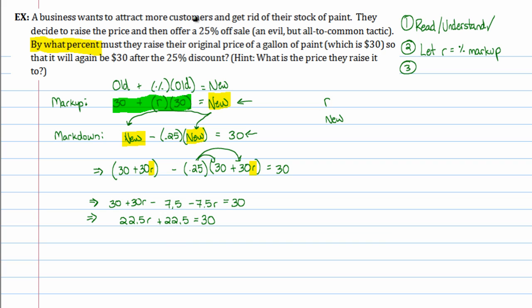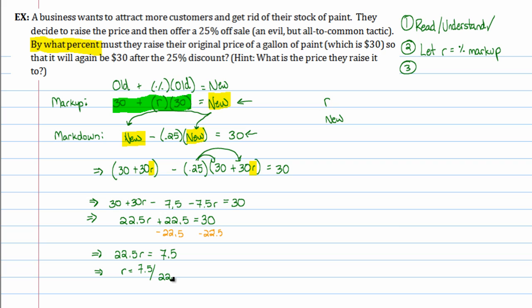Subtract the 22.5 from both sides. Now I'm kind of speeding up because I know how to undo. Whoops, that's 22.5. I know how to undo or untie the knot, right? So I'm just going to subtract 22.5 first. I'll get 22.5r is equal to 7.5. And then finally, I'll divide both sides by 22.5.